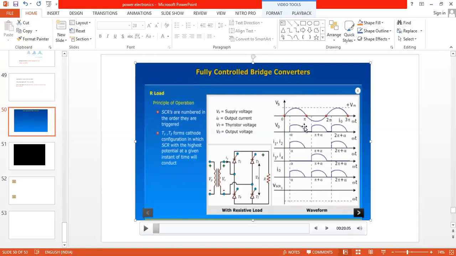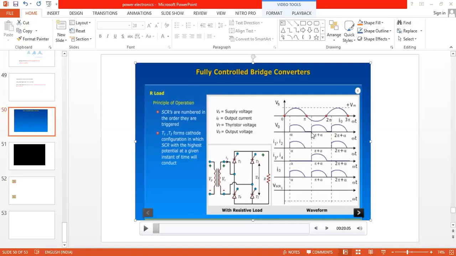Now what's happening at omega t is equal to pi? Anyone? At omega t is equal to pi, if you see the input signal, the value is 0. Since the input voltage is 0, output voltage is also 0 and output current is also 0. So we say for resistor load, output current and output voltage follow the input, and from omega t is equal to pi, all the SCRs are turned off, no current flows through the load. We cannot turn on T3 and T4 at omega t is equal to pi because the input supply itself is 0. So the next SCRs T3 and T4 are turned on at omega t is equal to pi plus alpha.